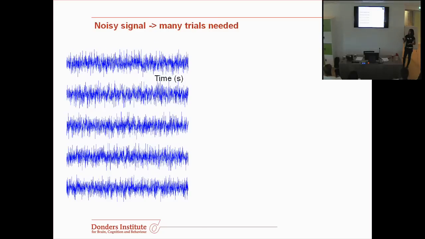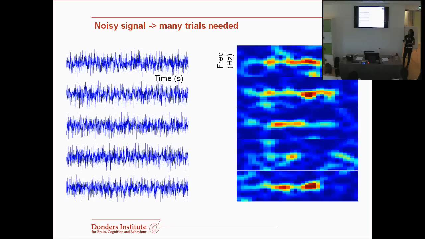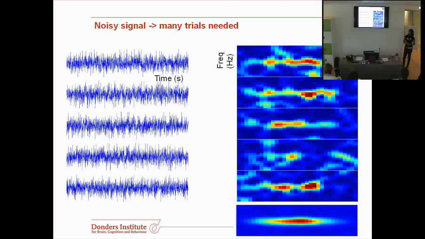In reality, your data never looks so good on the single trial level. This is more likely what you're going to get: somewhat of a time frequency representation at each trial, but by averaging again, you'll be able to extract the entire picture out.